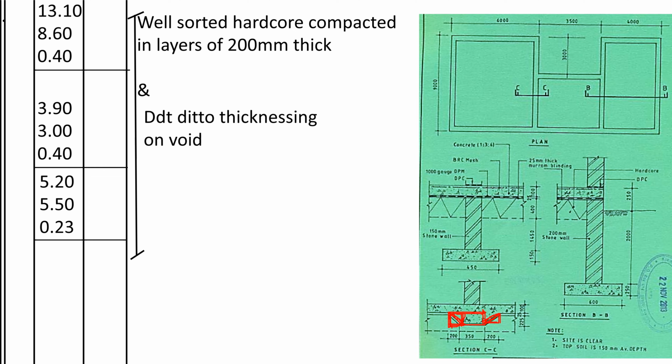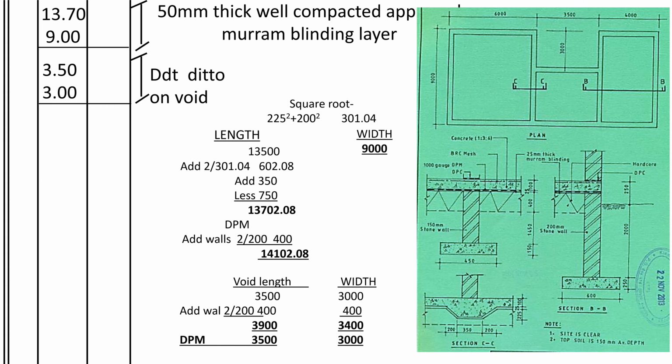Alright, so after the hardcore we shall now excavate for the Maram blinding. The Maram blinding, if you look at the section, goes above the wall. So you'll check the external dimensions of the wall, then it goes down on the thickness part. You need to note this, that when it gets here, the Maram was to come straight this way.